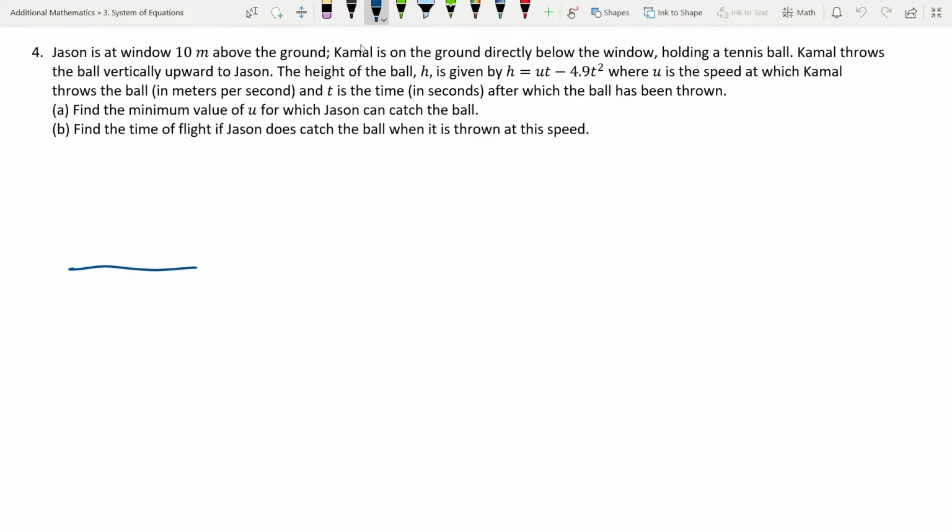Let's say this is the ground. This is the window. And the window is 10 meters above the ground. So Jason is over here, and Kamal is over here. And Kamal throws the ball vertically upwards to Jason.